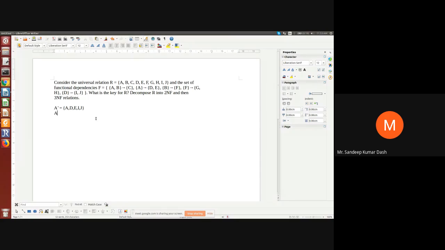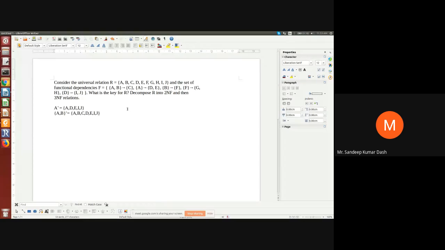Let me combine A and B. Closure of A and B will be: A itself will be there, B itself will be there. Then combinedly it is deriving C, so C will be there. Then A already got D, E, I, J, so I can keep directly them. Now B is deriving anything?